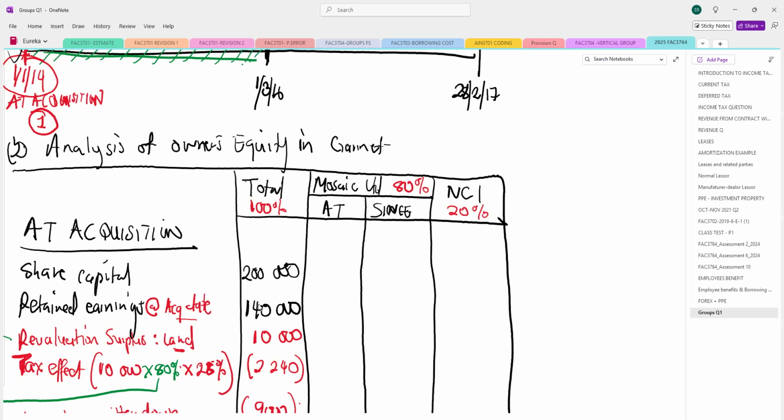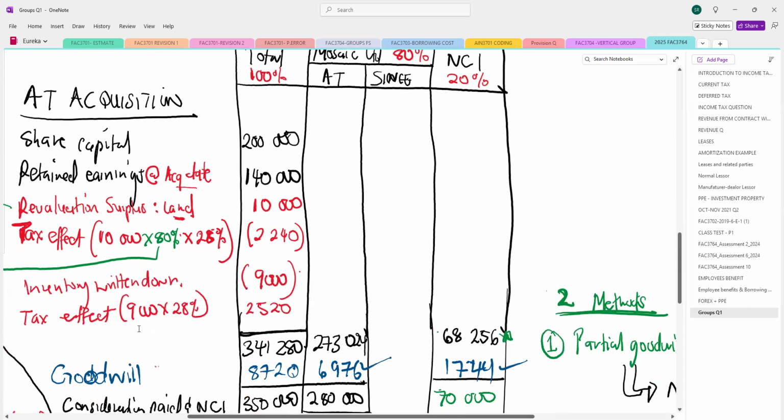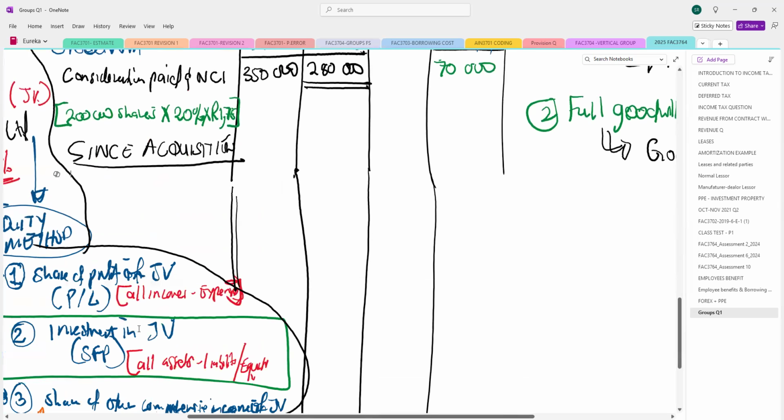Another one we can have is mark to market reserve. If I also had a balance of mark to market at acquisition, then I'll check for movement since acquisition. So basically, from what I'm looking at here, the only item that I can check movement for is retained earnings, because I said, guys, share capital does not have movement. They won't do that to you in this level. So let's look at retained earnings.